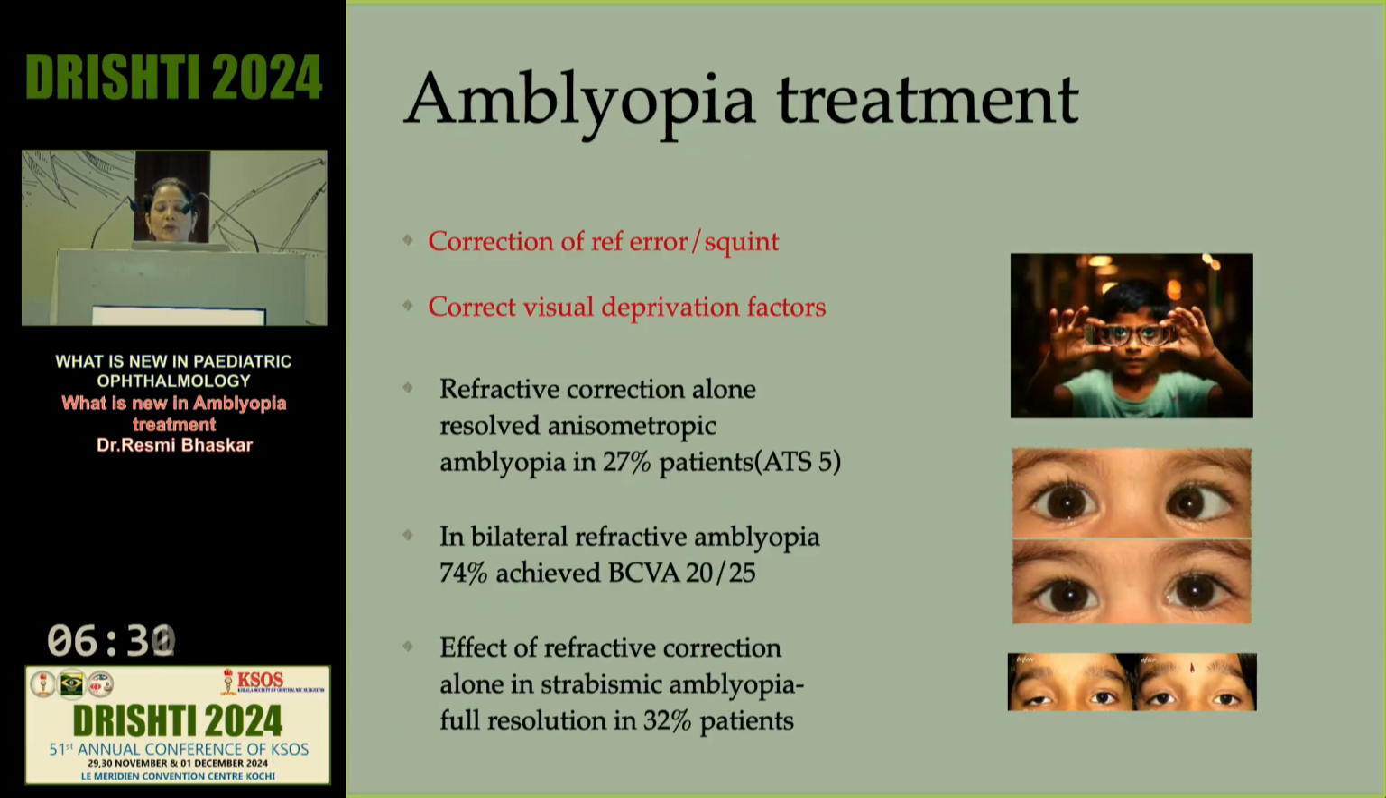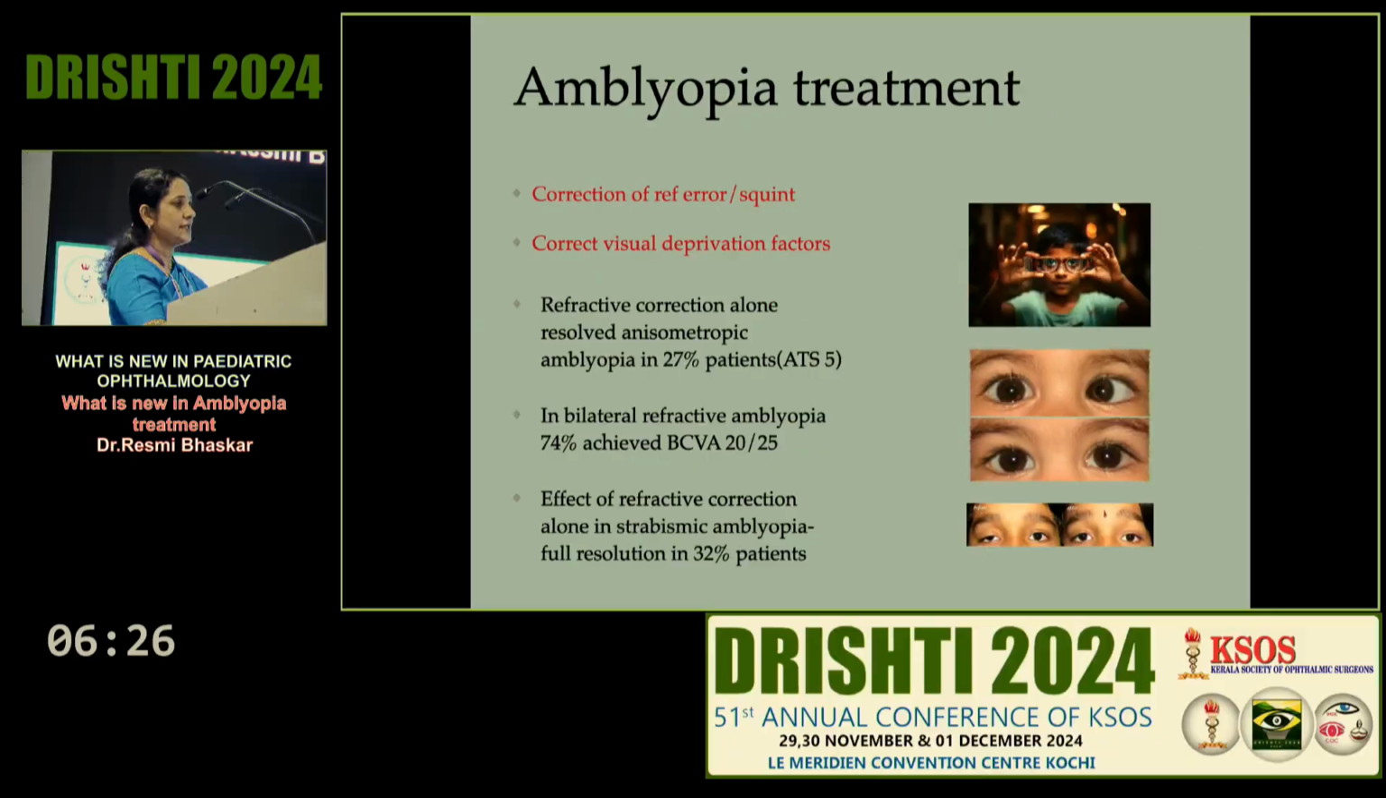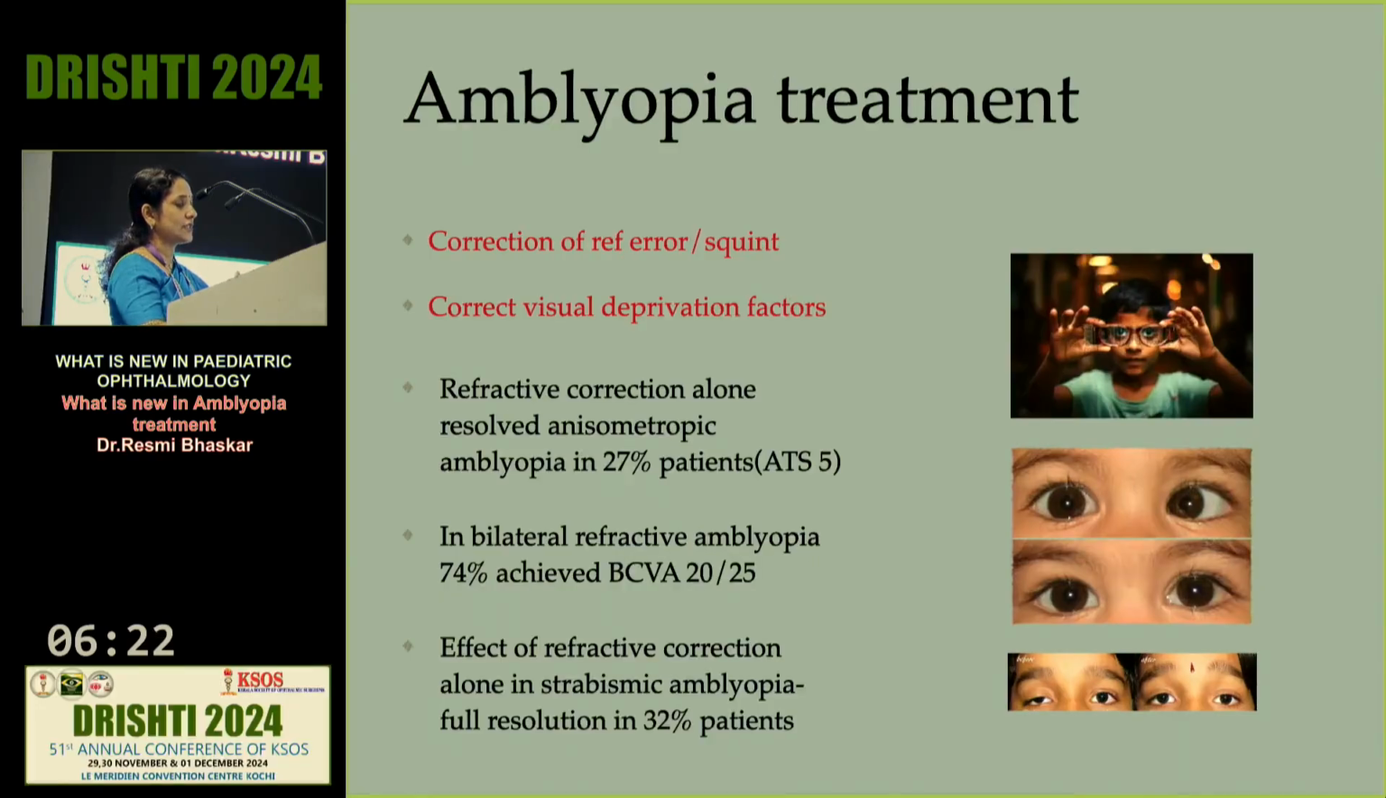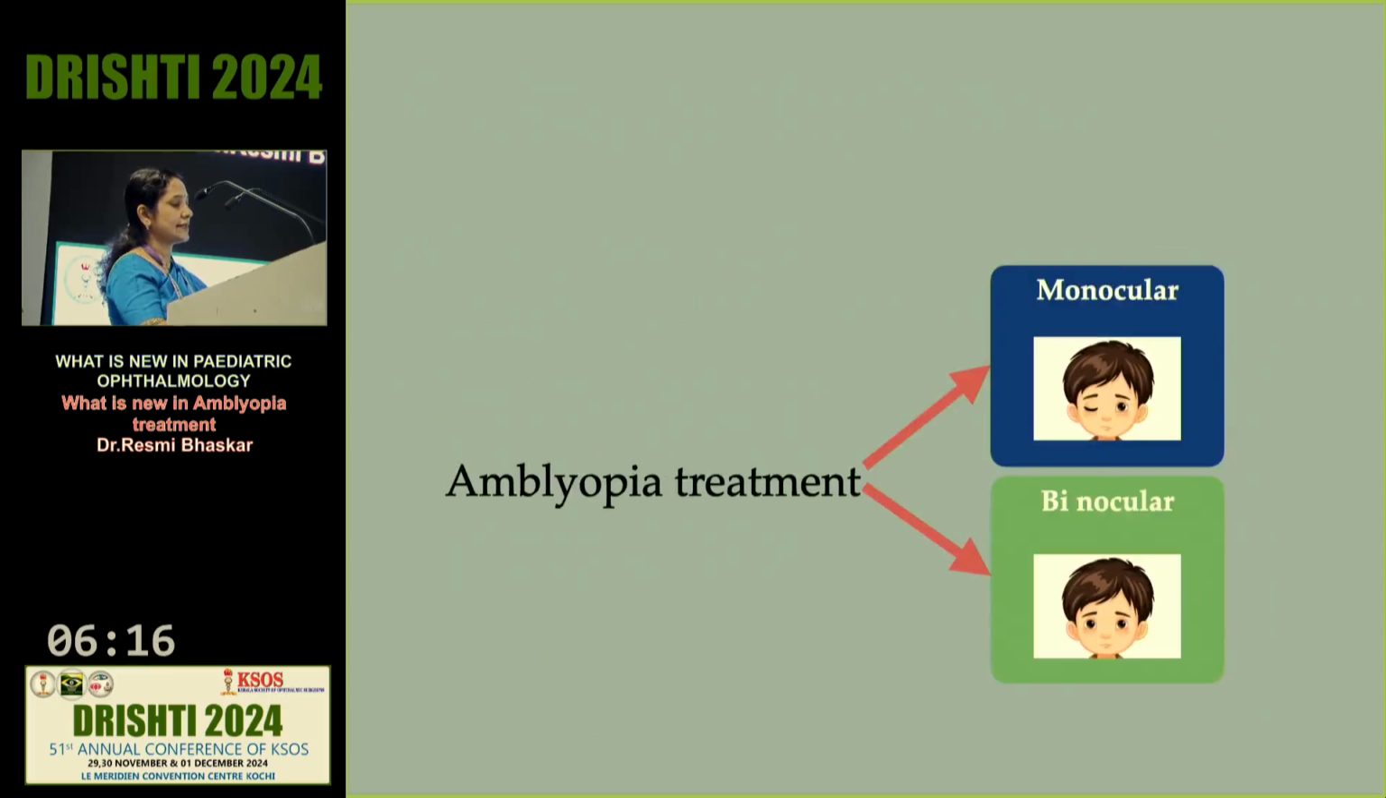Refractive correction alone will solve anisometropic amblyopia in 27% of patients. And for bilateral refractive amblyopia, 74% achieved best corrected visual acuity of 20/25 with glasses alone. Even in strabismic amblyopia, 32% had a full resolution with glasses.